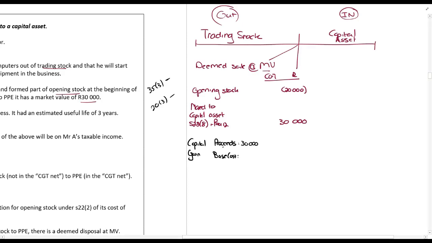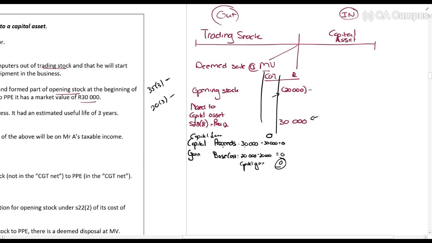So proceeds is 30,000 rands, but that 30,000 rands from the sale has already been included in gross income, so it becomes nil. Base cost is the cost, 20,000 rands, but the amount which has already been deducted gets deducted, so it's nil. So when you sell trading stock, there will always be a capital gain of nil. Right, so that goes into my CGT column. Now guys, my recommendation is when you sell trading stock is to just write and say capital gain and is nil. Even just write it out. That is a good way of addressing it.